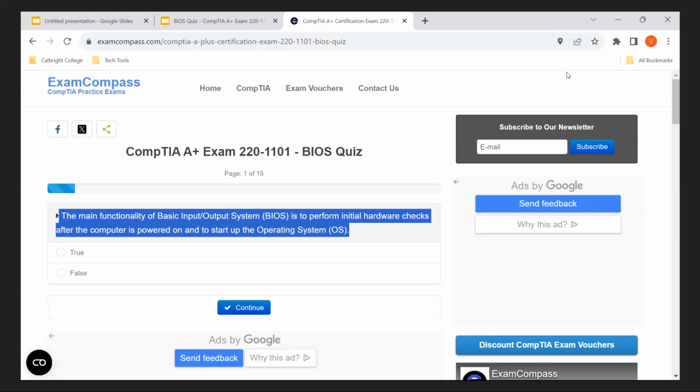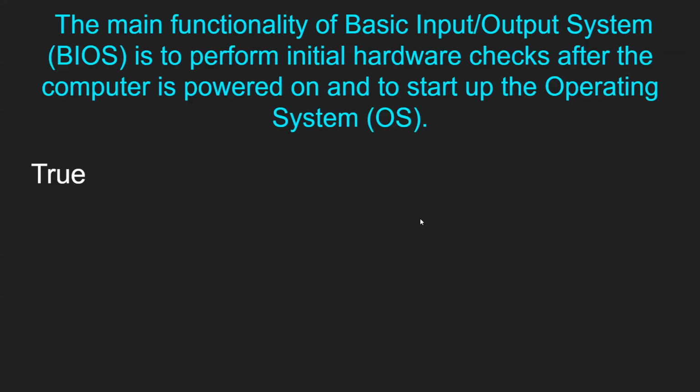So the first question is going to be: the main functionality of basic input-output system, BIOS, is to perform initial hardware checks after the computer is powered on and to start up the operating system. And that's true. True is the answer.